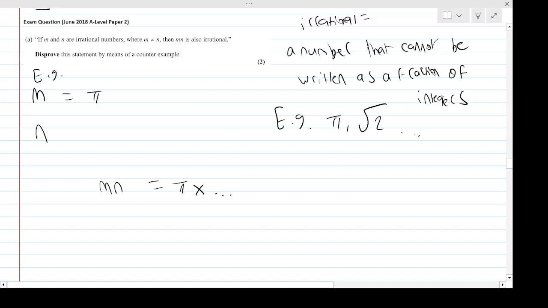Well, can't we be a bit crafty here? The other number couldn't that just be 1 over pi? And so then we get pi over pi, which cancels to just 1, which is rational, right? But there we are then. The other number we can just take to be 1 over pi. So we times them, and they cancel each other out to get 1. So there we are, we've got our counterexample. Therefore, the statement is false here.